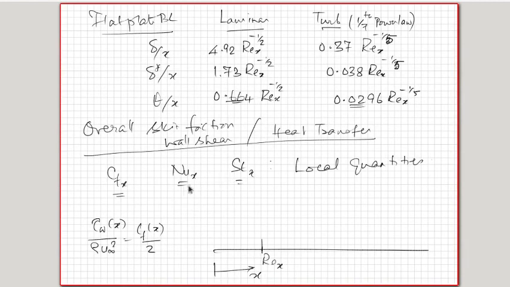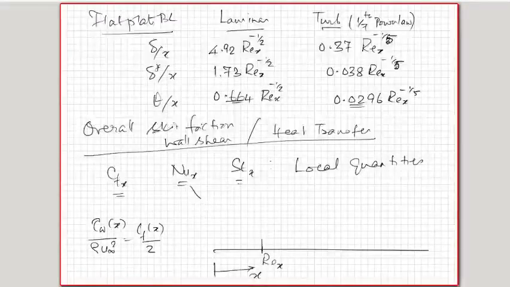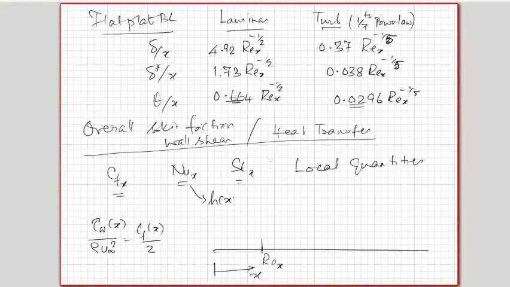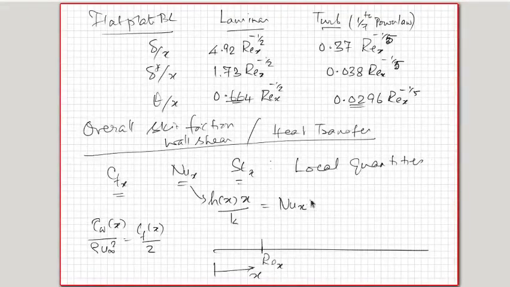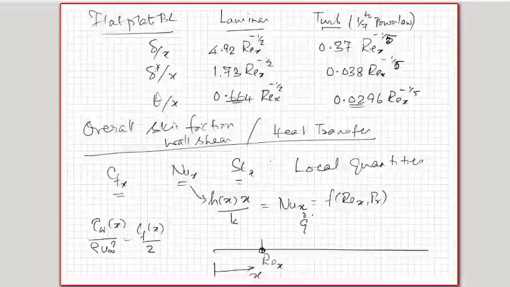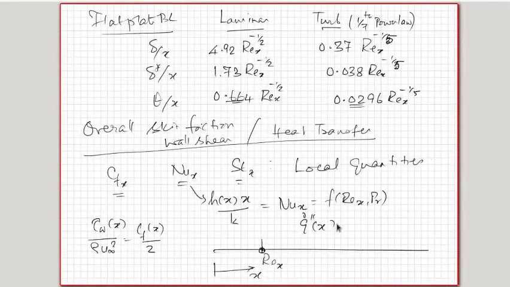Similarly, the Nusselt number is defined as h at any x into x by k, and that is equal to Nux, written as a function of Rex and Pr. This is how we have written that. Now this h of x is the heat transfer coefficient locally, such that the heat flux at any x is equal to h at x into T wall minus T infinity.